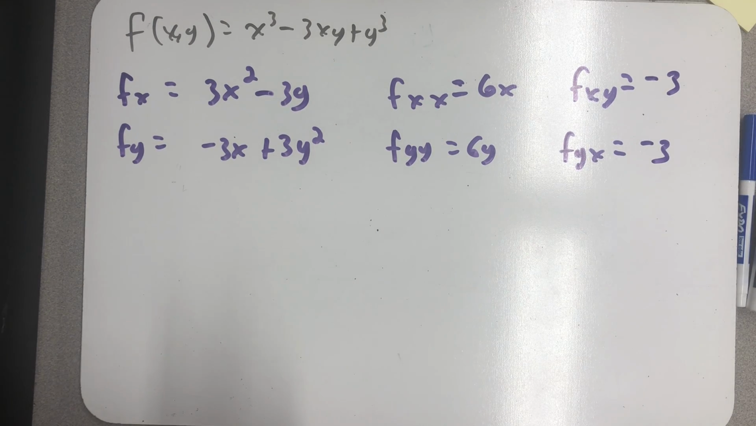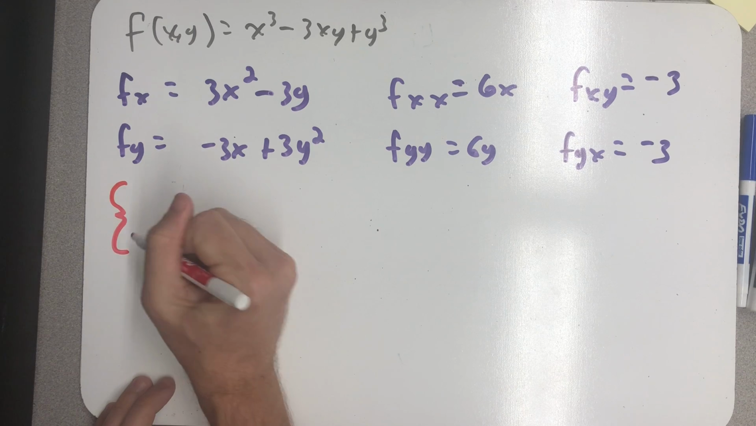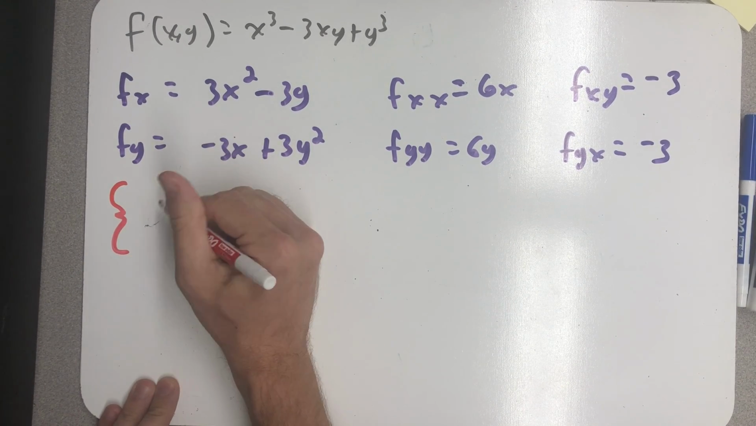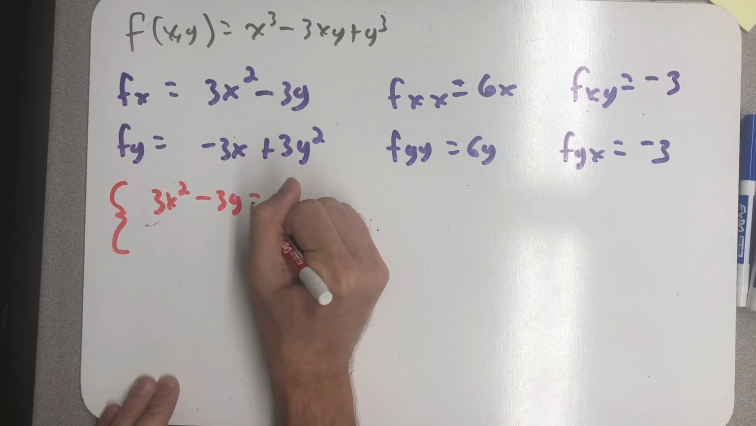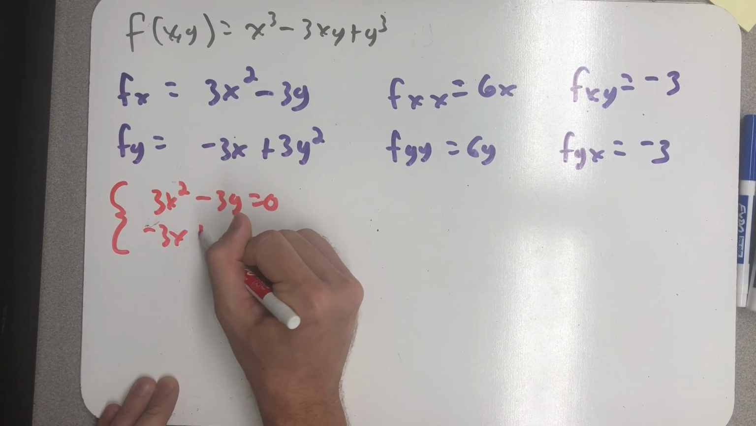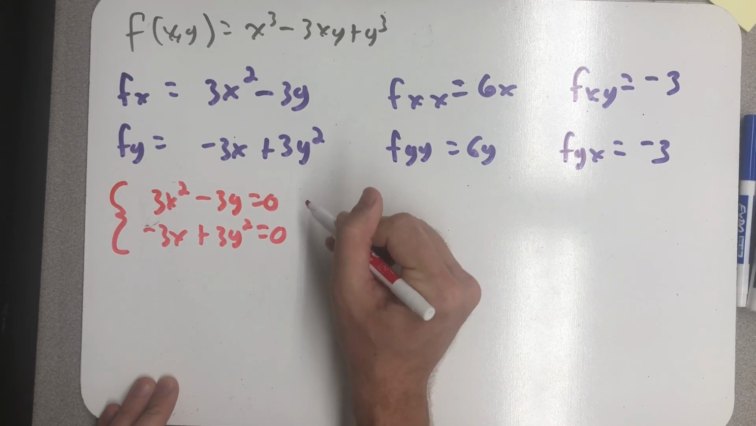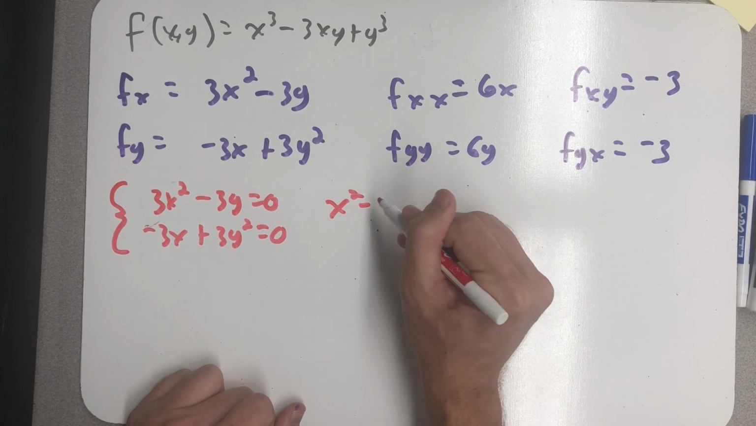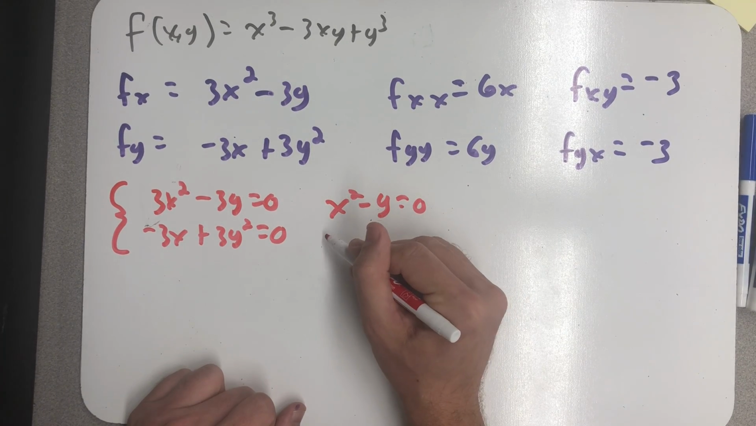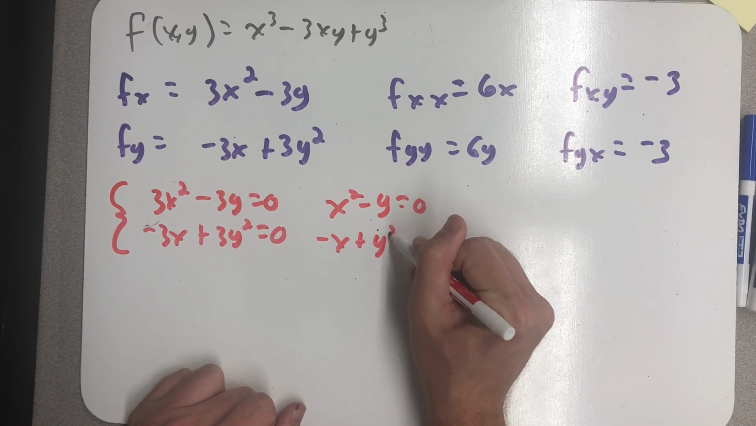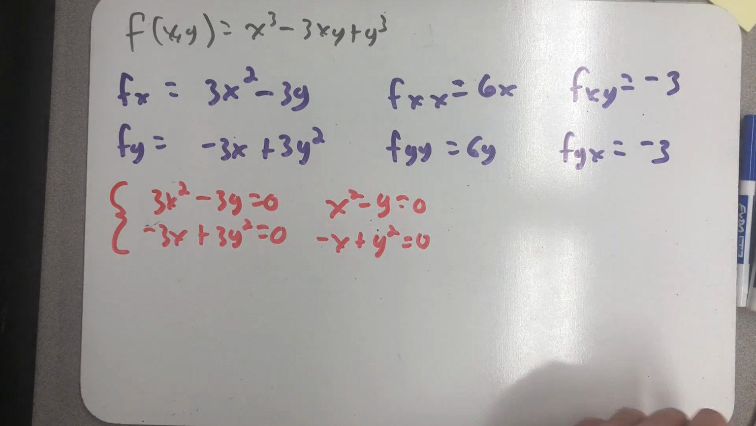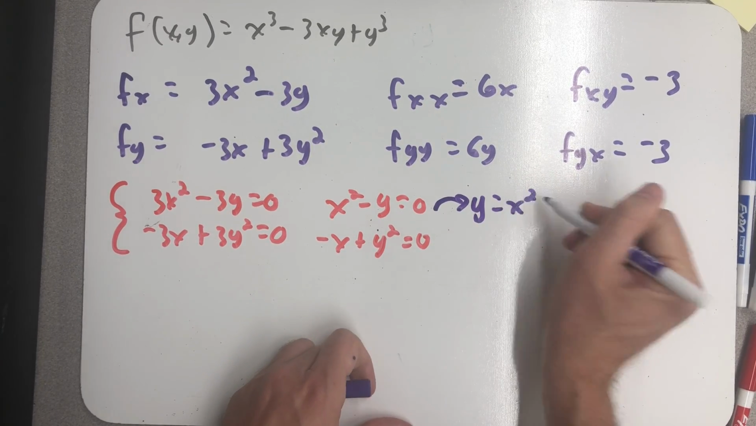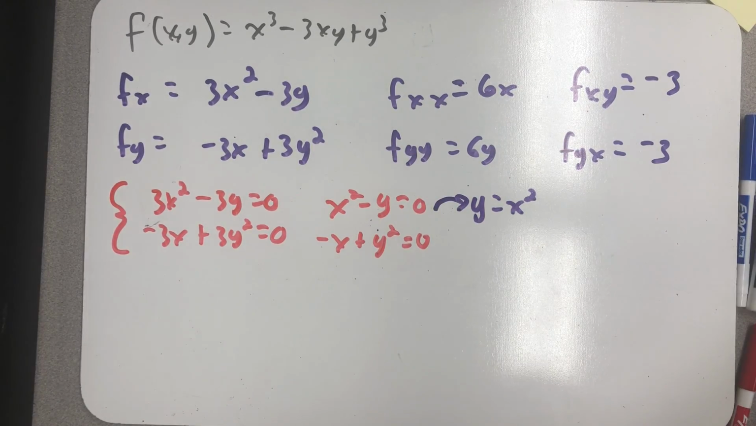Okay, so now I need to look for critical points, which means I'm looking for places where my partials are identically equal to 0, where my gradient vector would be 0. Right away, I see I could imagine dividing everything by 3 in both equations, so simplifying everything just a little bit. Next, I think I'll solve this equation for y. And then I can substitute it into this equation.